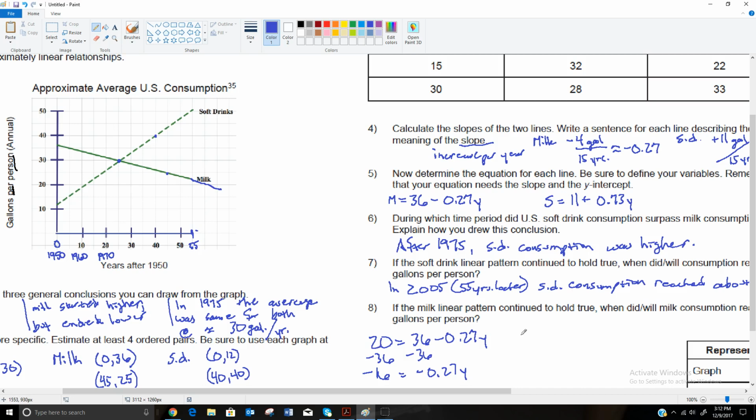So y is 59.25. So you could say a little bit past 2009 or not quite to 2010. So I'm going to put almost 2010. Because that'd be 2009 and a quarter. So it takes us to almost 2010 before that reaches 20 gallons.